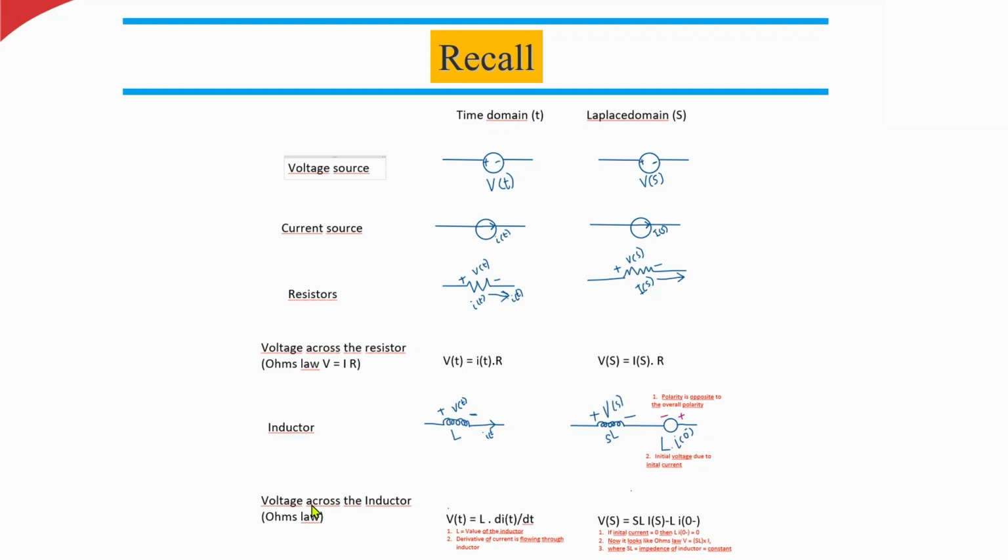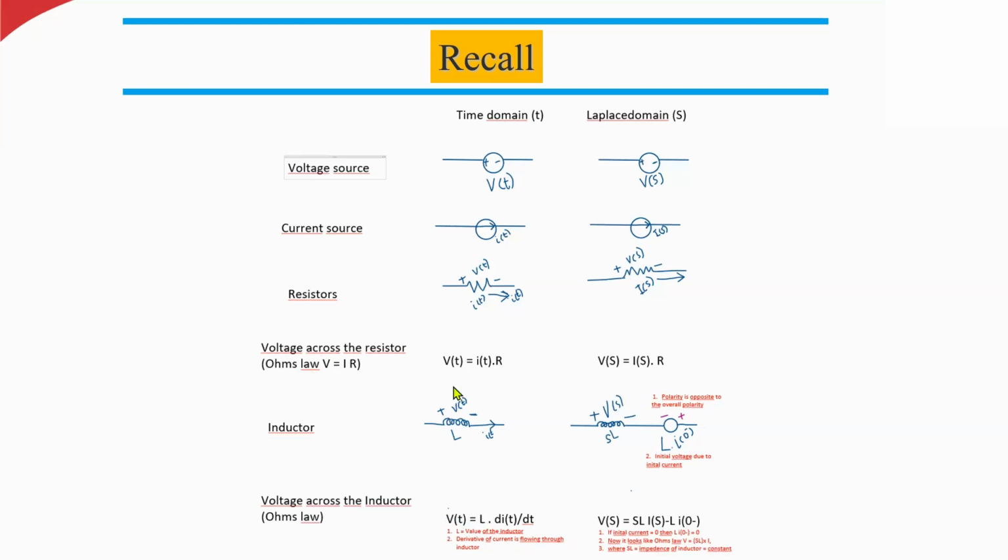Now again, for the voltage across the inductor, we can write the formula like the resistor. Here L times di of t divided by dt. It's the same as Ohm's law, V is equal to IR. Remember, that is Ohm's law. So here also we are doing the same.